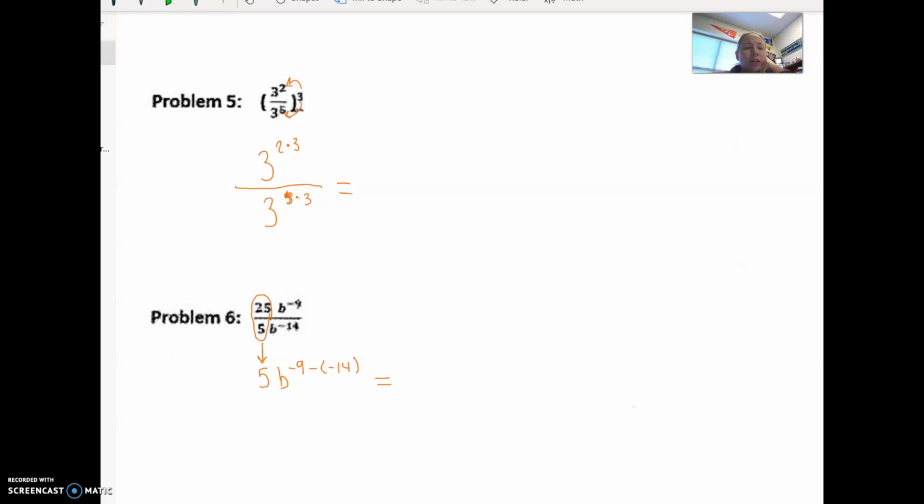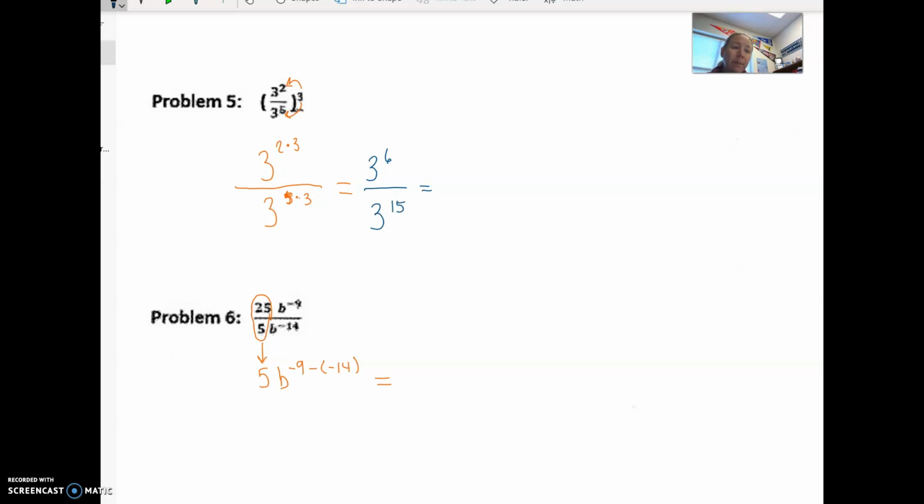Okay, so let's look first at problem number 5, and I kind of have that started already here. So we want to distribute the 3 to the numerator and the denominator, and since they already have an exponent, that means we're going to multiply. Think of it as a power raised to a power. We have to use that property. So we're going to multiply those. So we would get 3 to the 6th over 3 to the 15th.